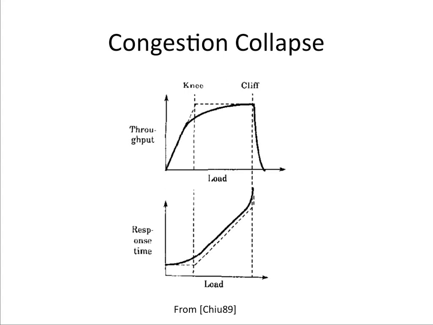Let's look at the top graph. On the x-axis, we have load, which is the work we're asking the network to do. That's load. And on the y-axis, we have throughput, which is how much work the network is able to do. How many bits or bytes of information is the network able to transmit from one point to another. That's on the y-axis.